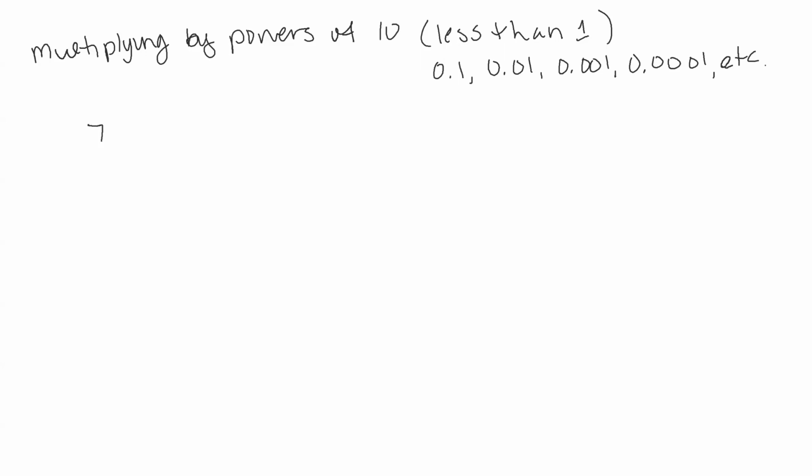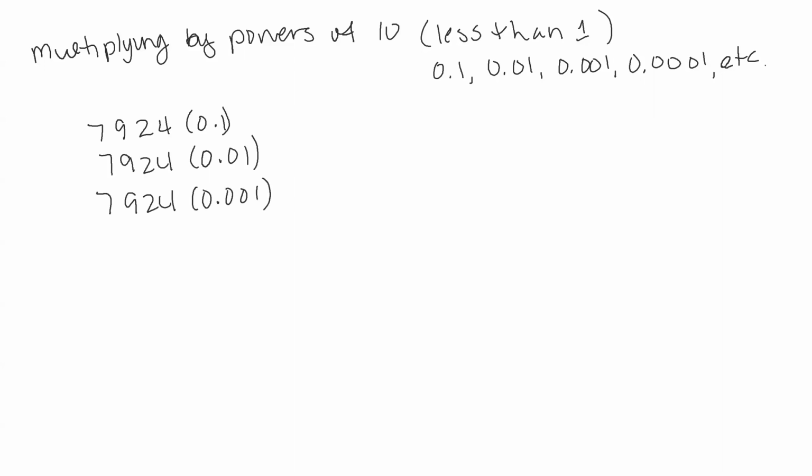Let's say I have 7,924 and I multiply it by 0.1. And then I multiply it by 0.01. And then I multiply it by 0.001. And then 0.0001. And then 0.00001. I think you'll see the pattern pretty quickly here.